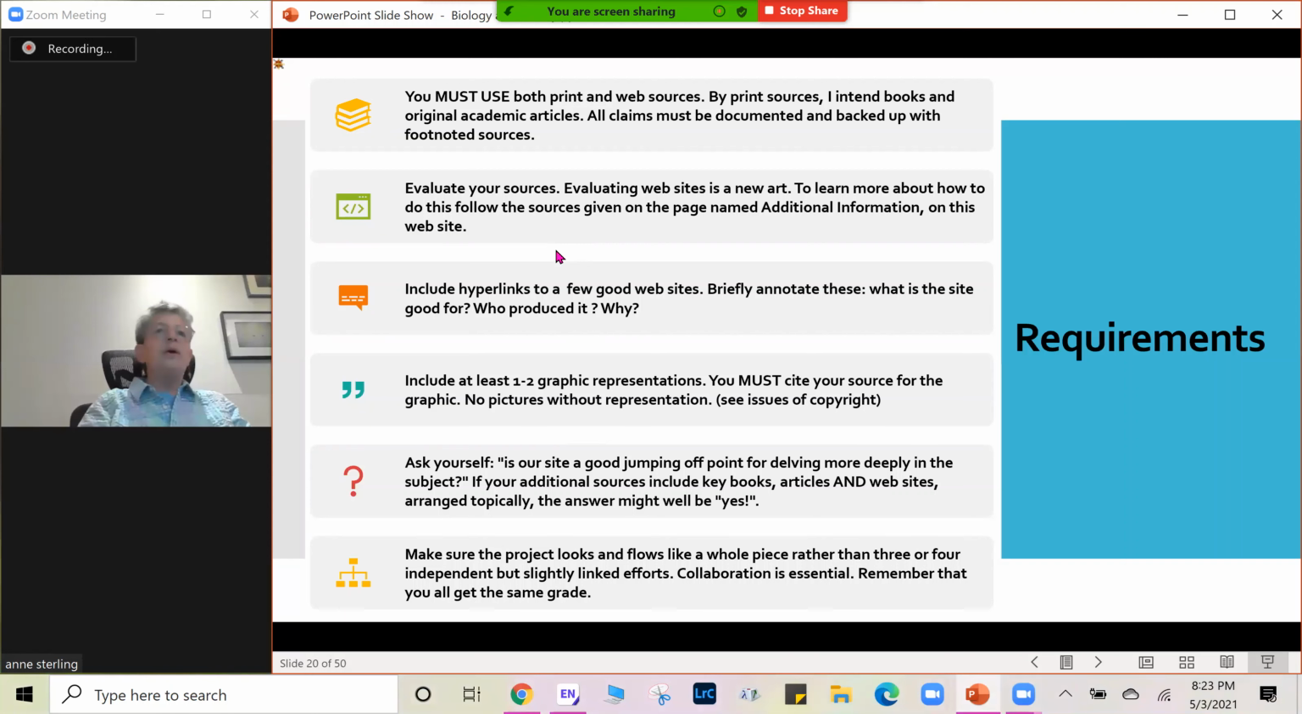And evaluating websites was a fairly new art. I asked them to learn more about how to do this by following sources that I gave them on a page on my website called Additional Information. This I actually got from librarians who have published ways to adequately document your website.